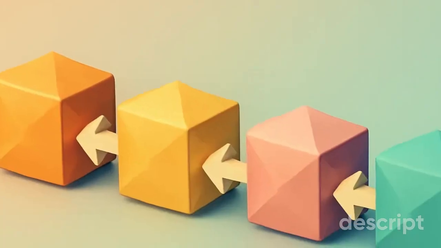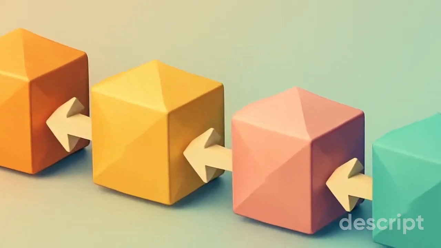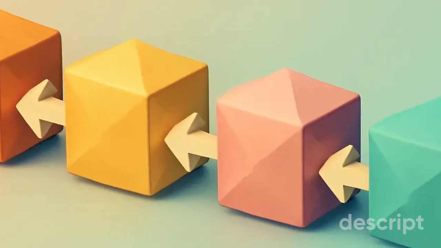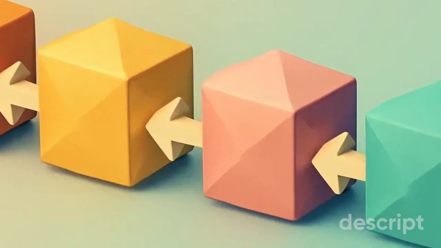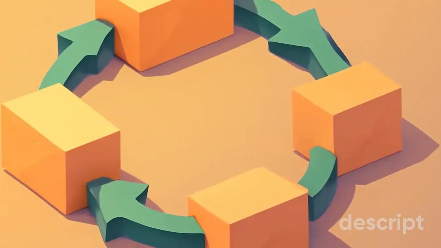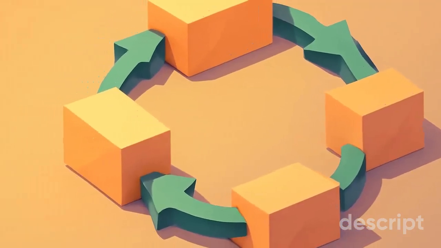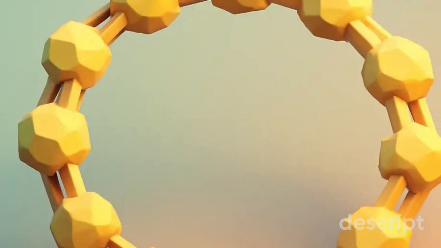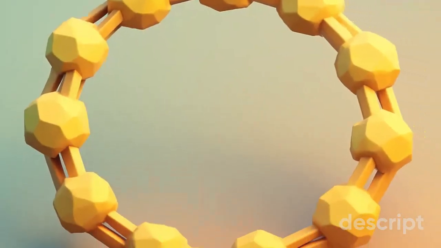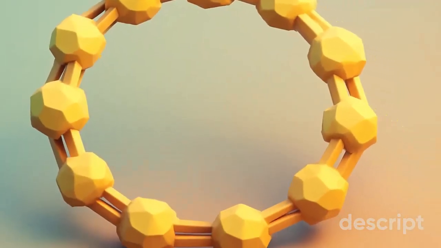Want to go backward? That's where doubly linked lists come in. Here, each node has 2 pointers, one to the next and one to the previous. Then we have the circular linked list. Instead of ending in null, the last node points back to the first. It forms a loop, great for things like playlist queues or round-robin scheduling.